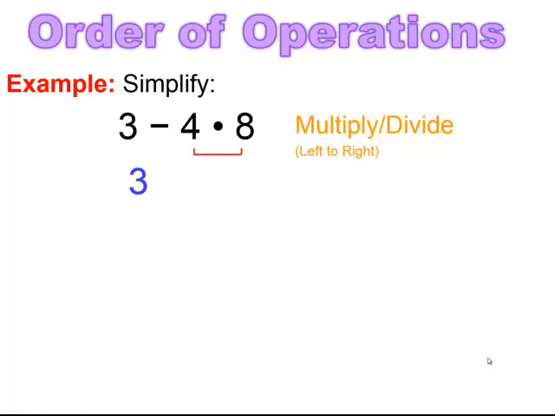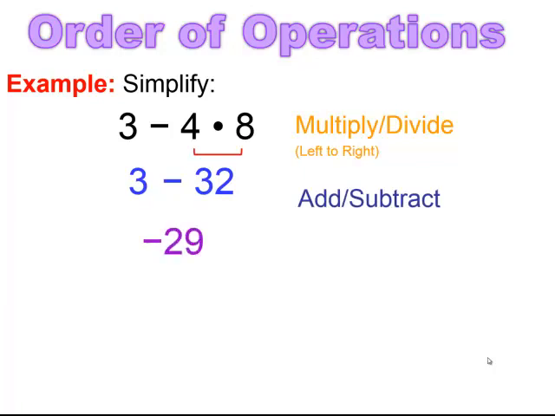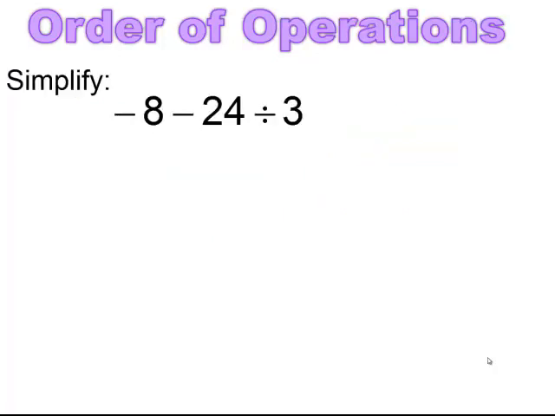So I'm just bringing down the 3, and I'm going to multiply the 4 times the 8. So I get minus 32. And then I can do the subtraction. So now I can do the addition and subtraction, and my solution here would be a negative 29. So be very careful whenever you're evaluating arithmetic type problems. You want to make sure you're thinking of order of operations. Pause and try.